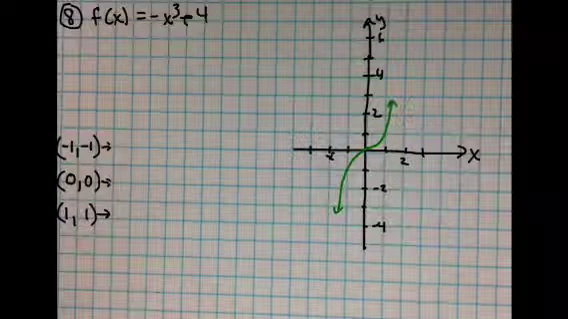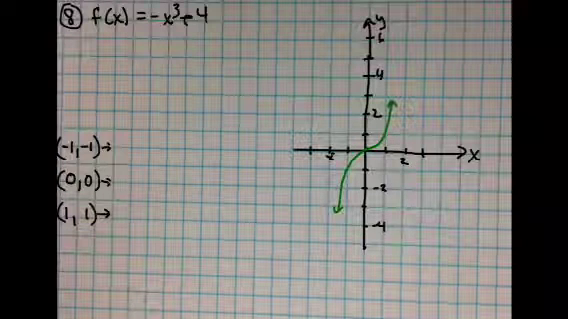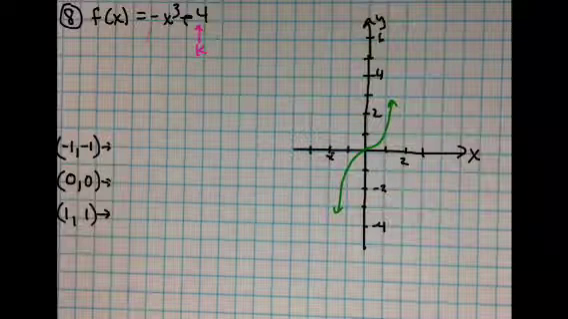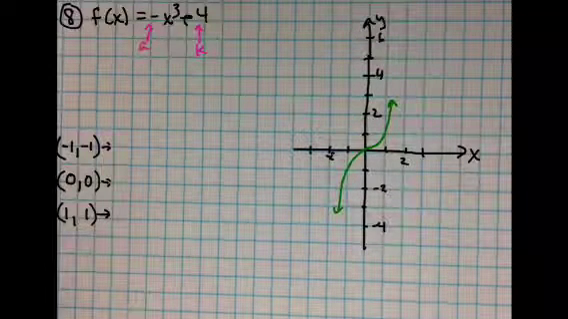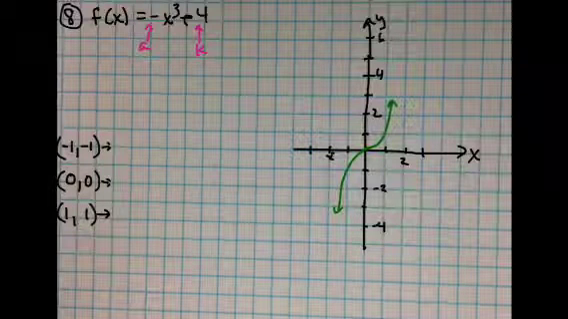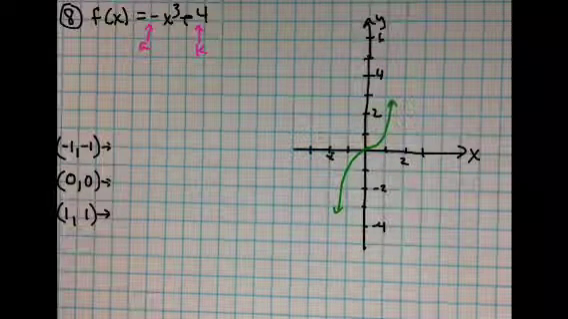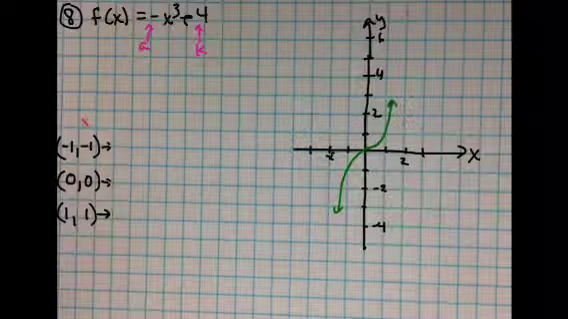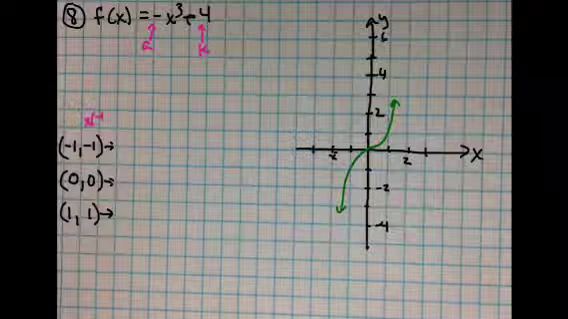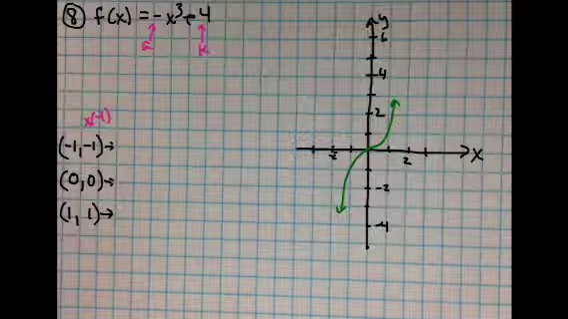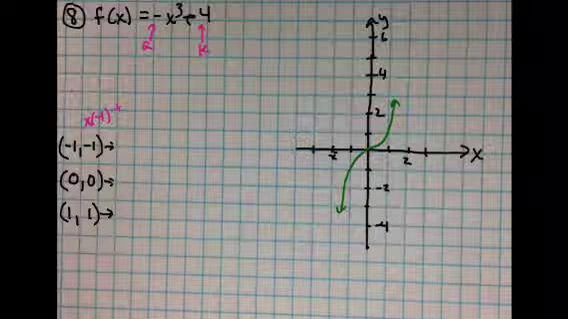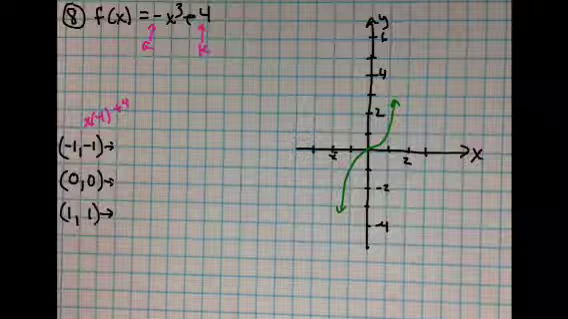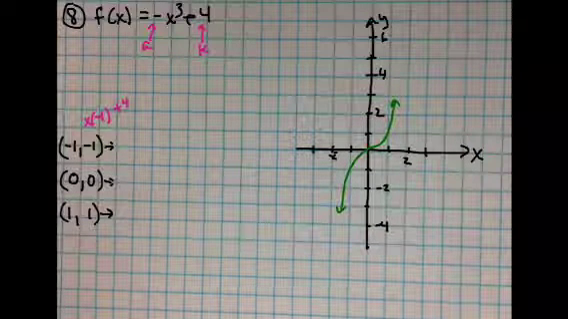Alright, for number 8, we have a k value, which is +4, and then the a is actually -1. Okay, because the negative is going to tell us to reflect the graph over the x-axis. So we're going to multiply the y's by -1, and then after that we're going to add 4. Okay, no changes to the x's because b is 1 and h is 0. So no changes to the x's.